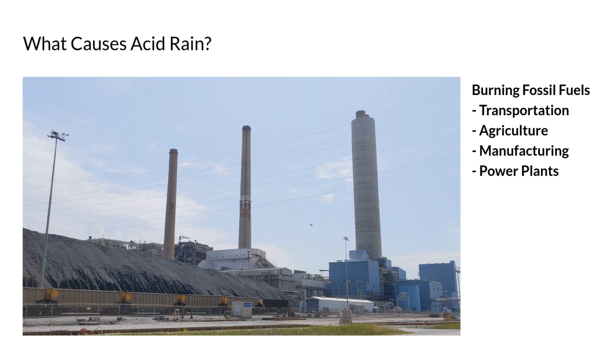So this is showing the Brunner Island Power Plant in northeastern York County. It burns coal and natural gas, which are fossil fuels. There are three fossil fuels that we use for energy: oil or petroleum, natural gas, and coal. So when we're talking about acid rain, burning any fossil fuel can contribute to acid rain, but our biggest culprit is going to be coal.